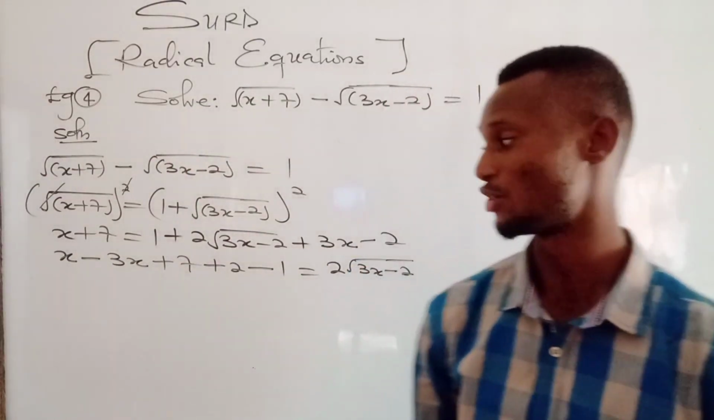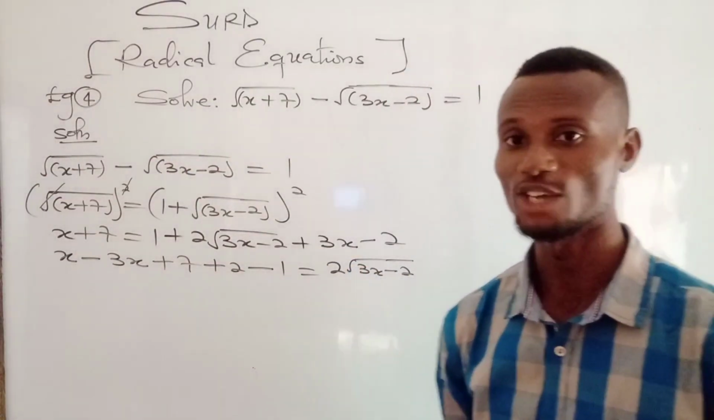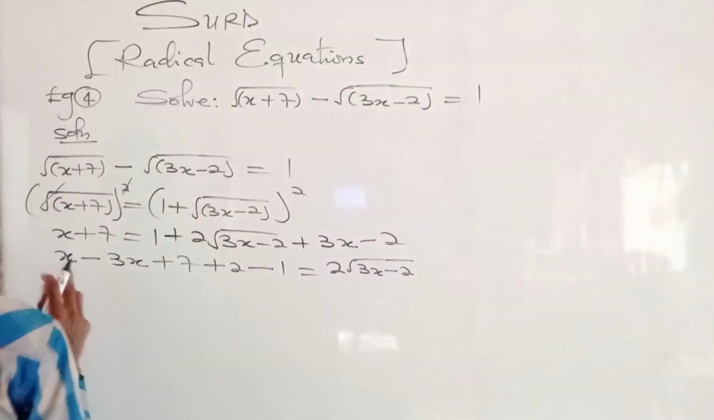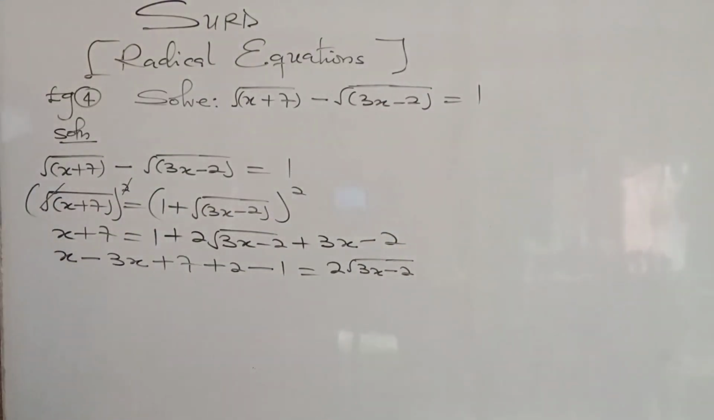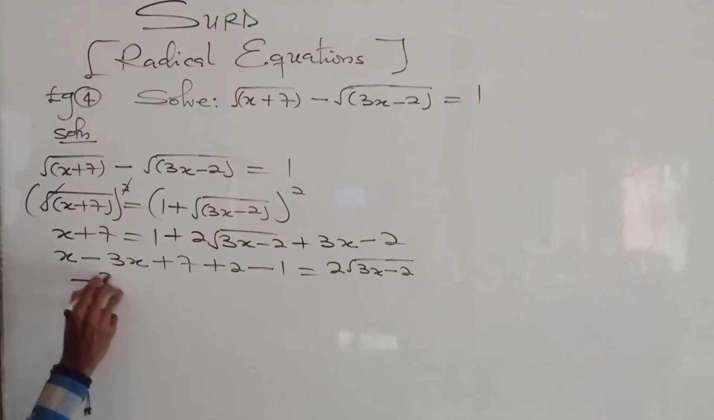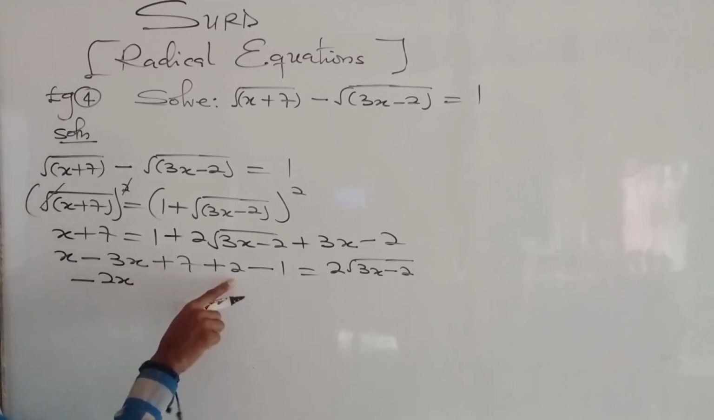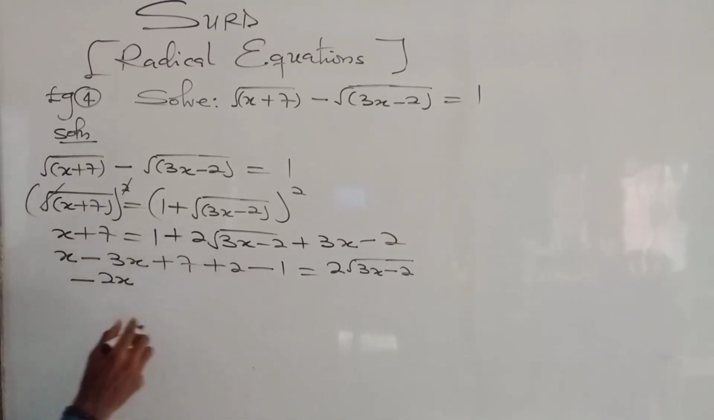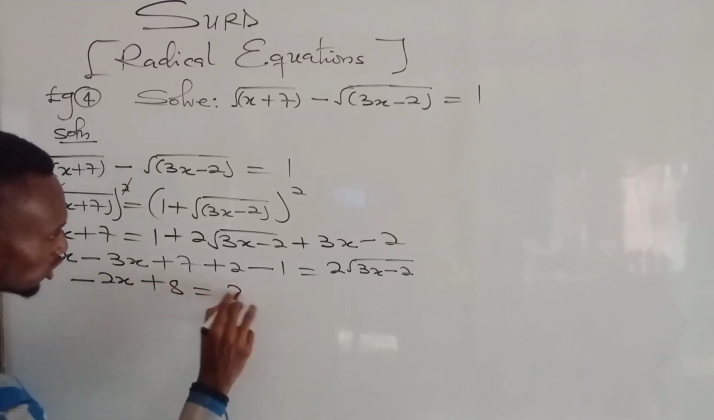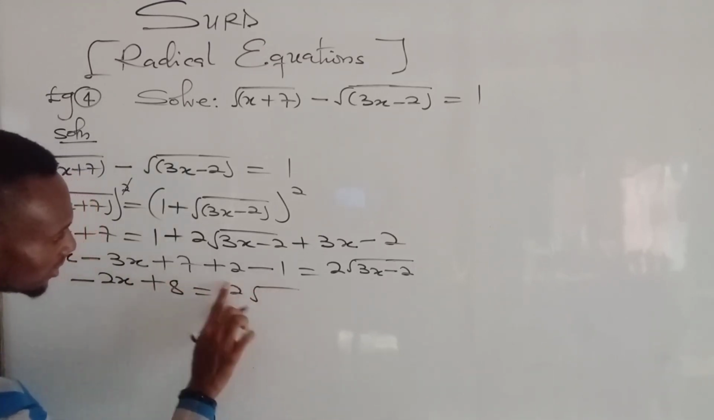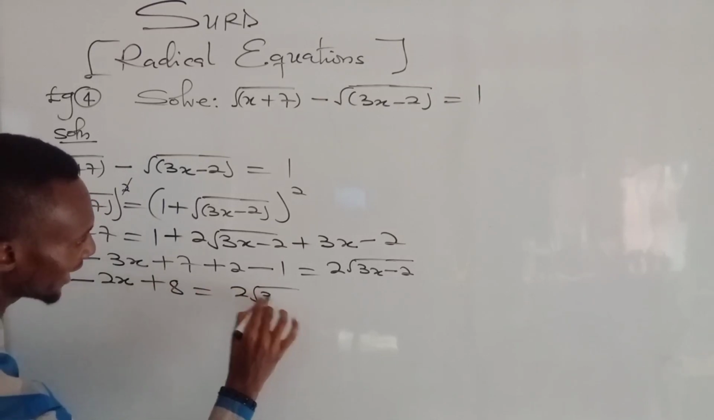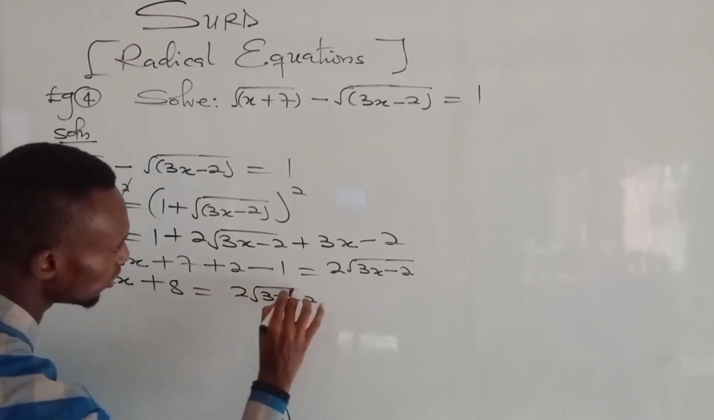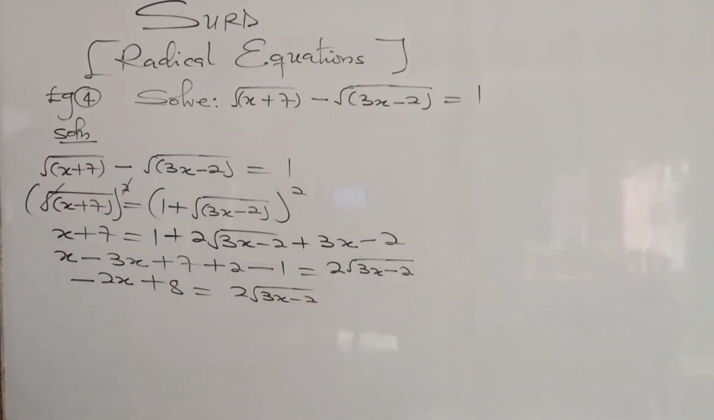All that we did is to group like terms. So let's simplify it further. So s minus 3s will give me negative 2s. 7 plus 2 gives me 9. 9 minus 1 gives me 8, so I'll get plus 8 equals to 2 root 3s minus 2. I hope you understand up to this point.